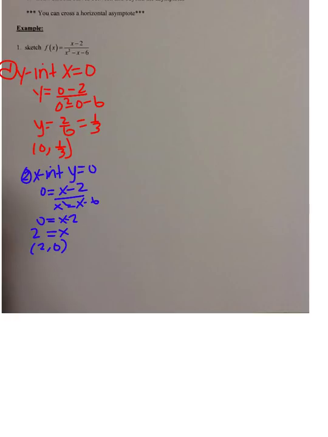All right, now I want my vertical asymptote, or I want to see if I have a hole. So I have to factor the denominator anyway. So x squared minus x minus 6 factors and becomes x minus 3 times x plus 2. So there's no holes because my numerator is x minus 2, so that does not reduce. So that means there is no holes.